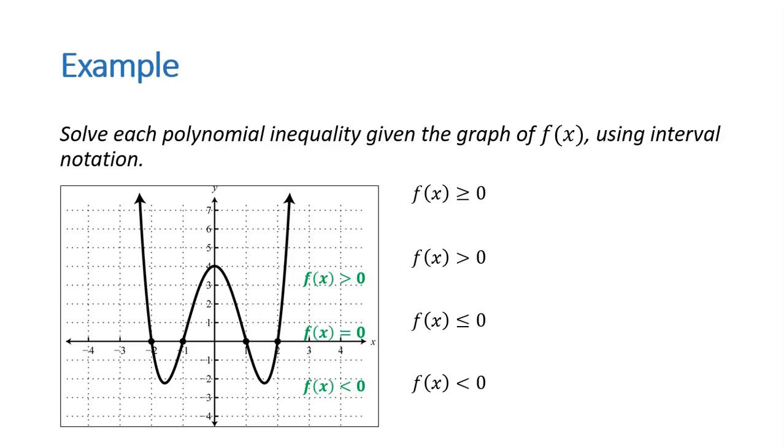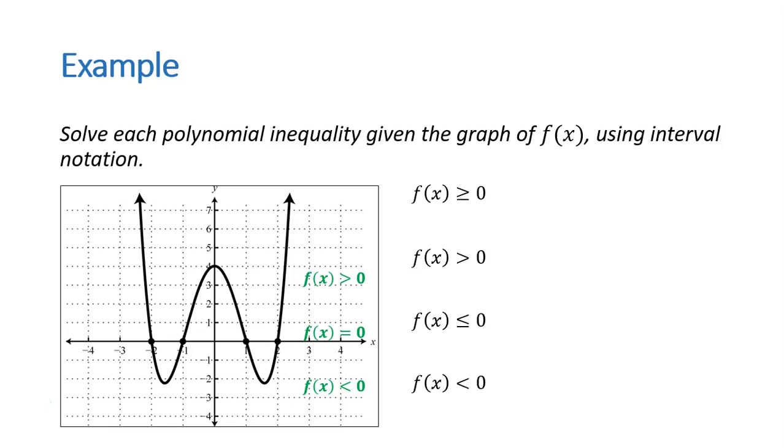So to write a solution for each of these inequalities, we're determining what parts of the domain, in other words, what x values, what parts of the x-axis, correspond to outputs or y values that are either above or below the x-axis, depending on what we're looking for. So our first inequality is f of x is greater than or equal to 0. So we want to know which x values correspond to y values that are above or on the x-axis. They can be on the x-axis because we have f of x is equal to 0 as part of our inequality.